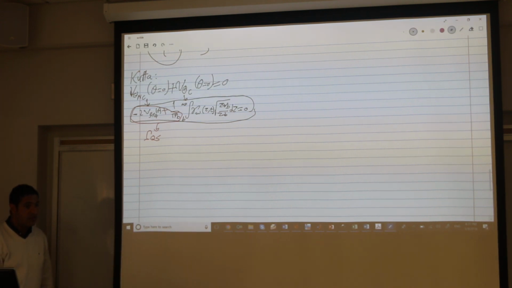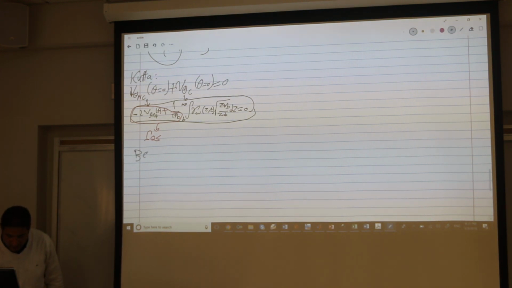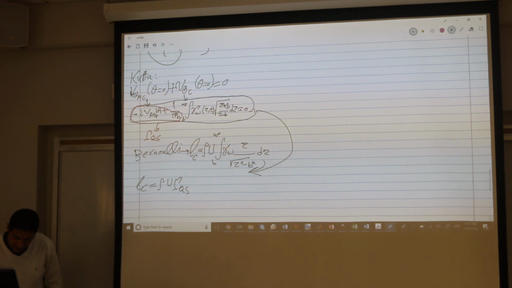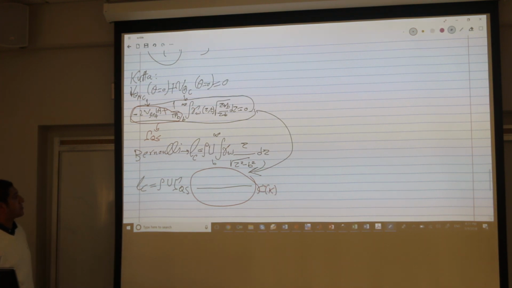Had to introduce harmonic motion, and then the Bernoulli equation gave us that the circulatory lift is rho u times this integral from b to infinity gamma wake z divided by z square minus b square dz. So you can write it as, from here also, as rho u gamma quasi steady times the ratio of integrals, and this ratio is simply the C of k, right? So this is Theodorsen in a nutshell, the approach of Theodorsen.